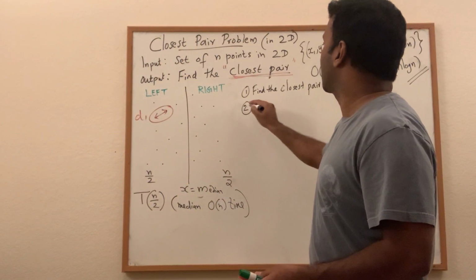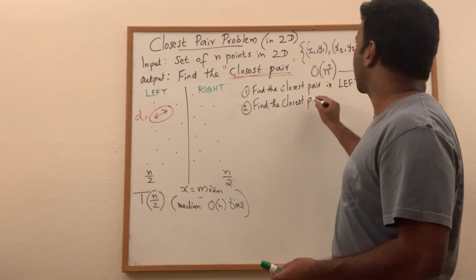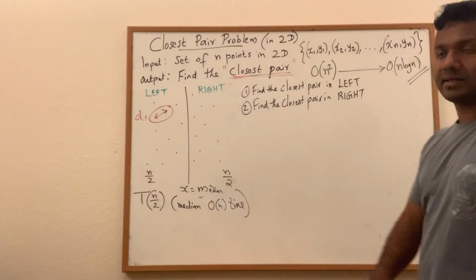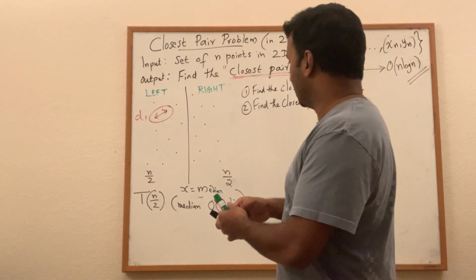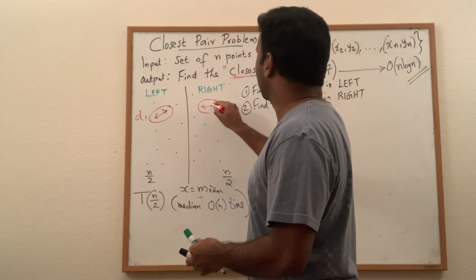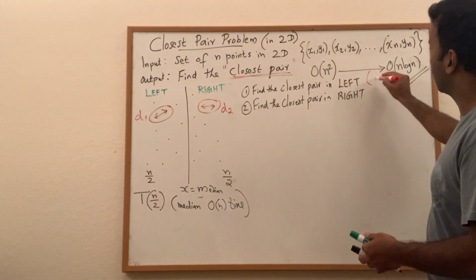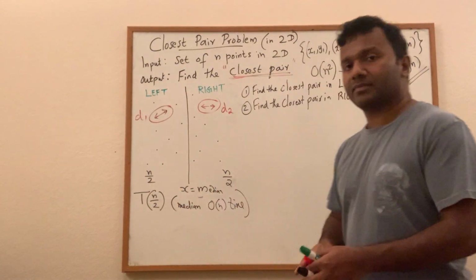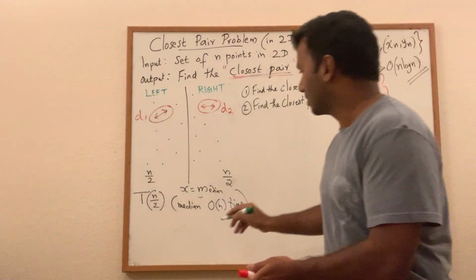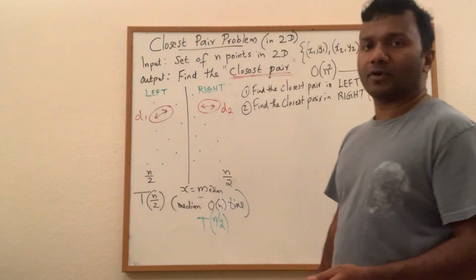The second step is again find the closest pair in the right region. Let it be, let's say, this pair, and the distance between them is, let's say, d2. So I already got d1 in this time, and I also got d2, and I need to spend the same amount of time, that is T(n/2), for getting d2.